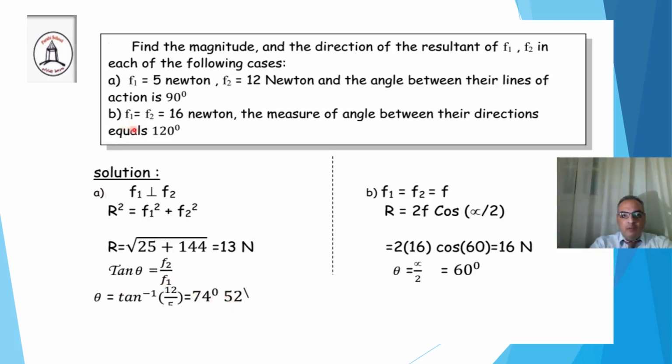Second case, F1 equals F2 equals 16, and the measure between the two forces is 120. So F1 equals F2 equals 16, and R equals double F cosine alpha over 2, so 2 times 16 cosine 60 equals 16. So the result will be 16.